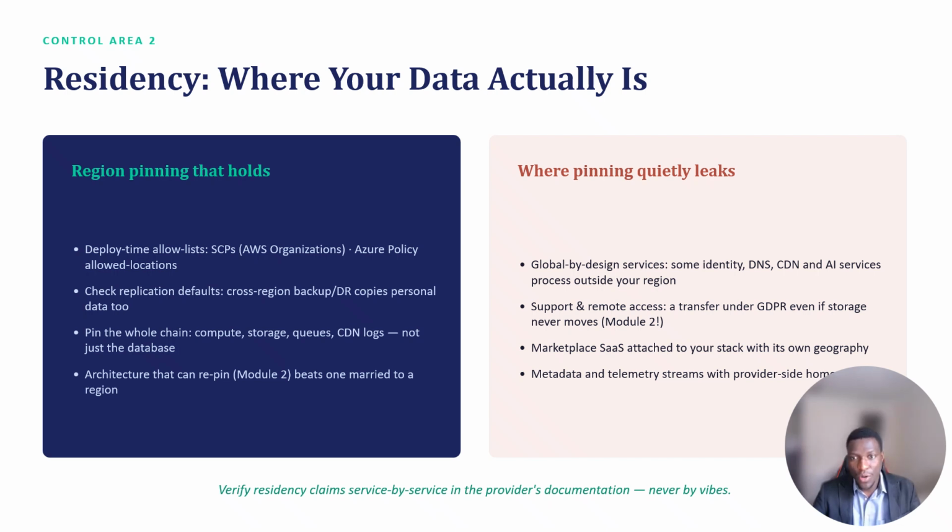Now on the right column, this is where pinning quietly leaks. Some identity, DNS, CDN, and AI services are, for example, global by design, and would by design process data outside your chosen region. Also, we have cases where support and remote access is performed on the data. This is also a form of data transfer, even though the data still remains in the same location where it was.